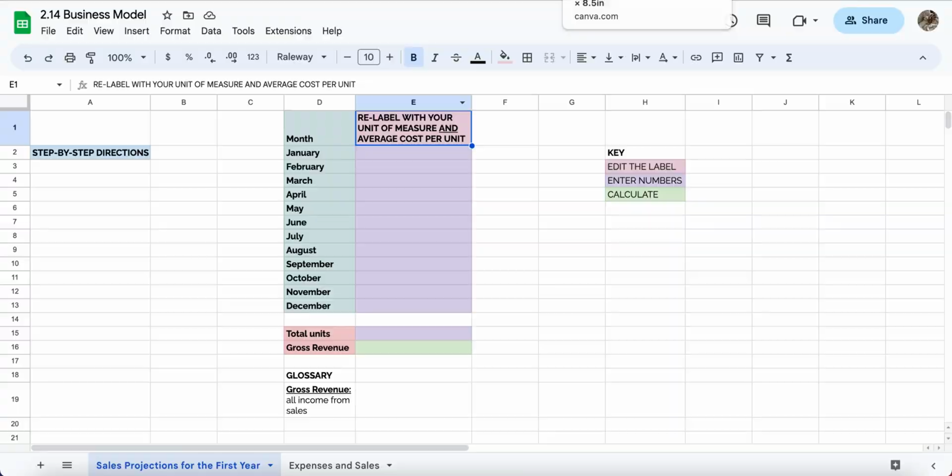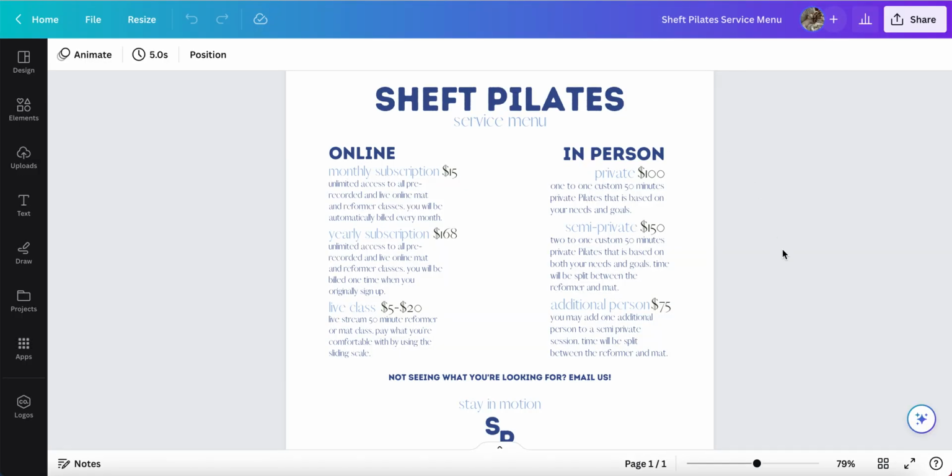So what I suggest you do is you go to your business product menu or service menu, and what you need to do is you need to figure out a label for your unit of measurement, and you need to find the average cost, because we're not going to calculate for every single product or service you sell. Instead, we're going to find an average cost.